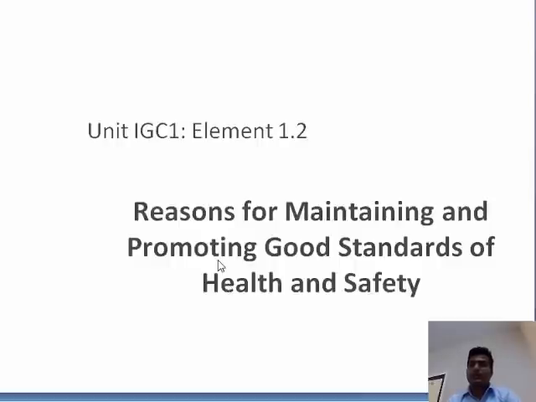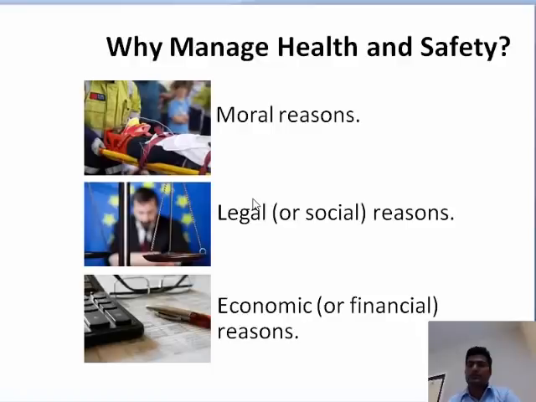Let's start. Unit IGC 1, element 1.2, reasons for maintaining and promoting a good standard of health and safety. Why we maintain a good standard of health and safety at the workplace, we will study in this slide. We have already talked about why to manage health and safety. The first is the moral reason, the second is the legal and social reason, and the third is the economic or financial reason. There are three reasons to maintain health and safety at the workplace: moral, legal and economic. Economic is also called financial reason.